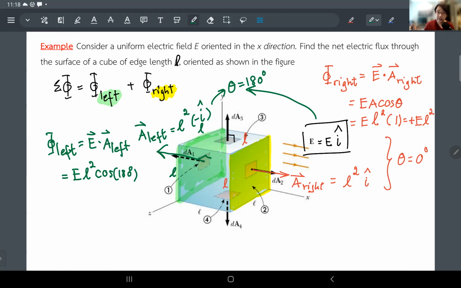You see, there are two approaches here. It depends on how you would like to use your vector mathematics that you learned. If you write it in terms of i already, one is pointing in a positive i, the other one points in a negative i, you just multiply them, and then you have a negative sign popping out as well. Or you can take the magnitude of E times the magnitude of A and take the cosine of the angle between the two. At the end, you get negative E L squared.